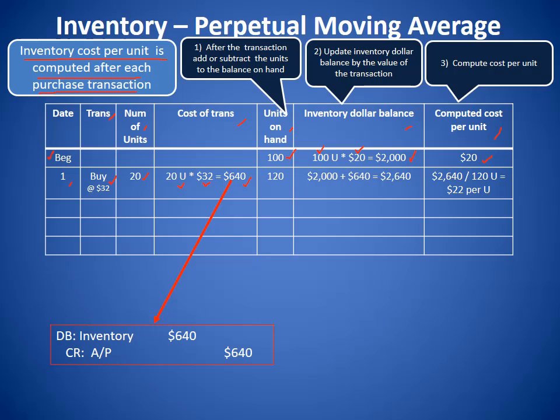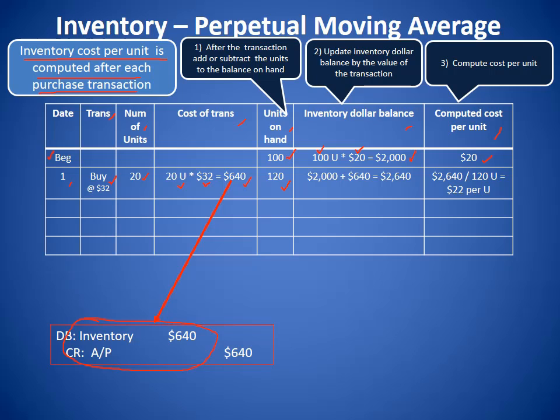So what happens now is that we're going to record the total cost of that increase in inventory, debit inventory for $640, and credit, in this case I'm crediting accounts payable or any other type of liability, or let's say cash account. It really doesn't matter. So now the units that I have on hand equal my original units of 100 plus the additional 20 units that I purchased from this transaction. So my units on hand now are 120 units.